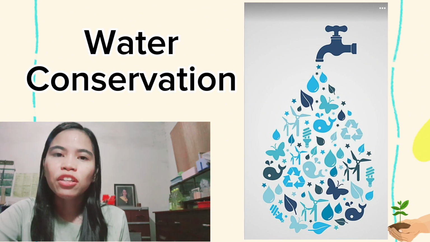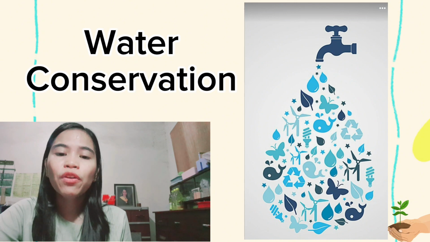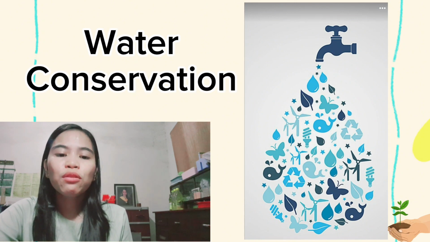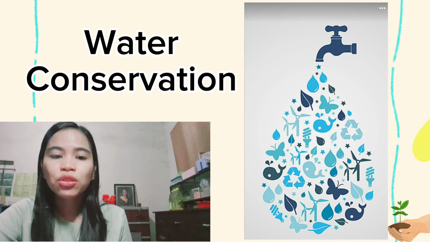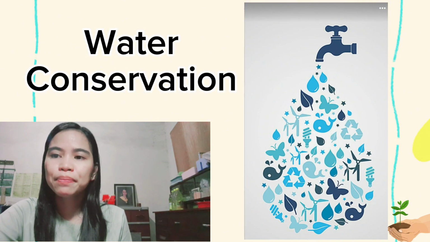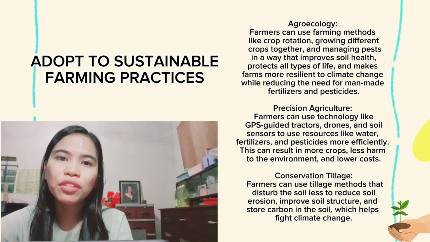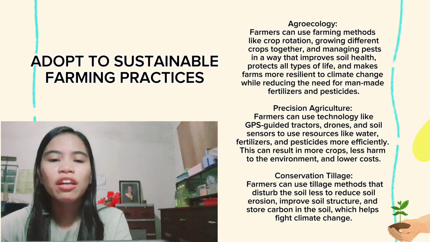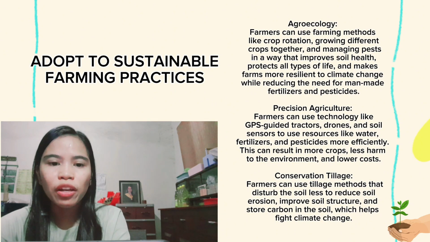Water conservation. Businesses can use water saving technologies and save fresh water resources. These include the use of drip irrigation in farming, recycling wastewater in manufacturing, and using water saving fixtures in buildings. Adapt to sustainable farming practices such as agroecology, precision agriculture, and conservation tillage.